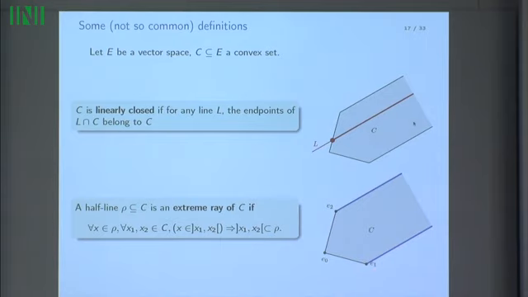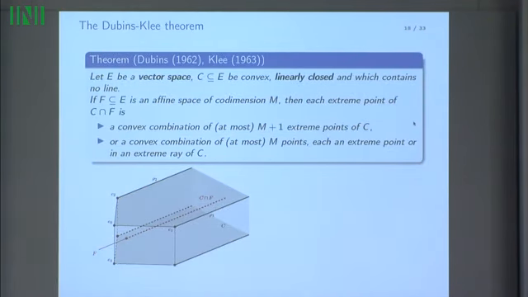Okay. And this is the Dubins-Klee theorem. So if I have a vector space, a convex set C which is linearly closed and which contains no line, and if I have an affine space F of codimension m, so think of it as my admissible set, my feasible set, then each extreme point of the intersection is a convex combination of at most m plus 1 extreme points of my convex set, or a convex combination of at most m points, each an extreme point or in an extreme ray of C.